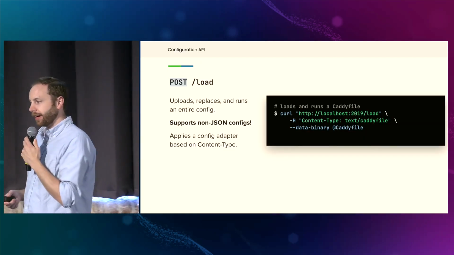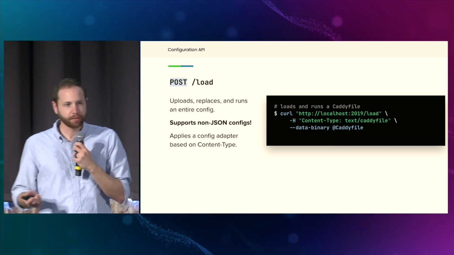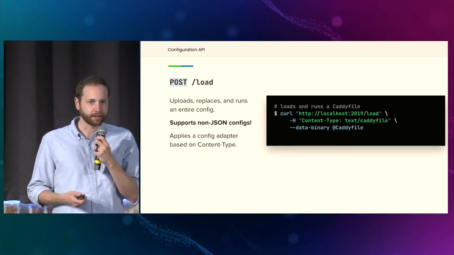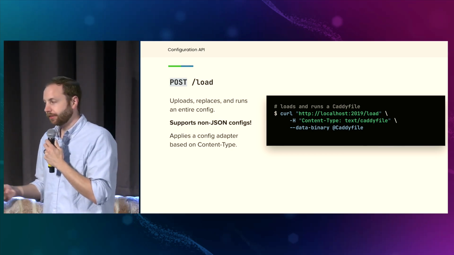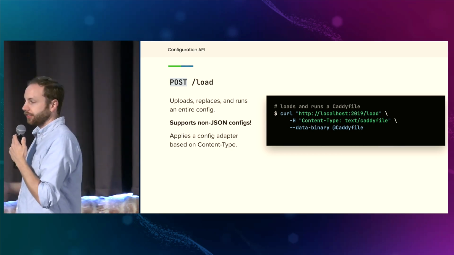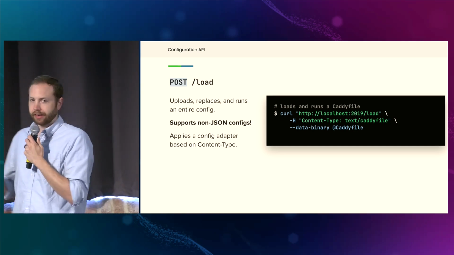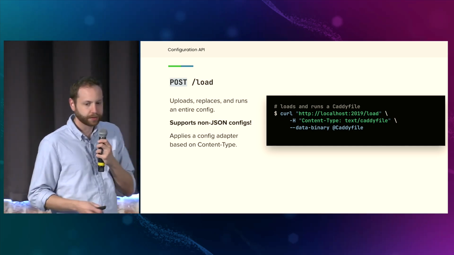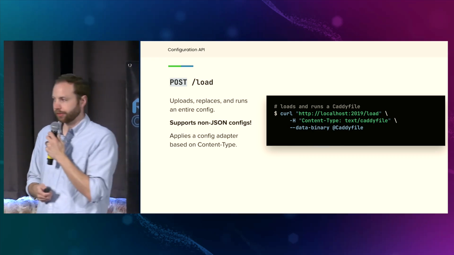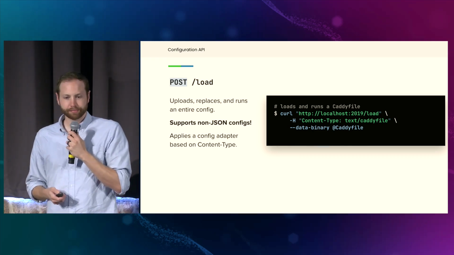To use this API, there's a POST /load endpoint, and this is how you give Caddy a new configuration. You can use any config format you want here. You can use JSON, of course, but you can also use the Caddy file or whatever config adapter you prefer to use. And this is a zero downtime, graceful reload. It's very easy.